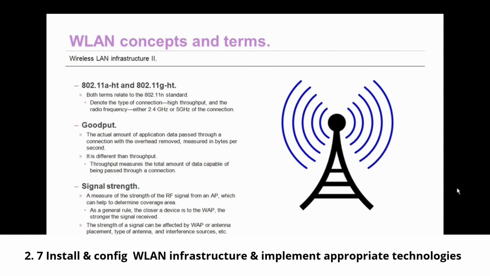Then we have signal strength. It's a measure of the strength of the radio frequency signal that comes from an access point, which can help to determine the amount of area that can be covered by that access point. As a general rule, the closer a device is to the wireless access point, the stronger the signal that is received. This strength of signal can be affected by wireless access point or antenna placement, the type of antenna used, and interference sources that may be present.